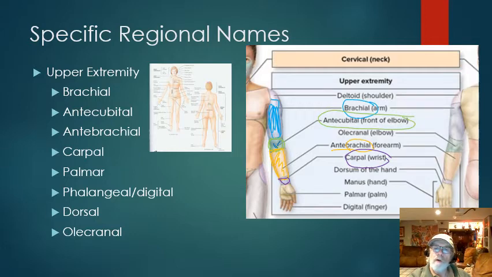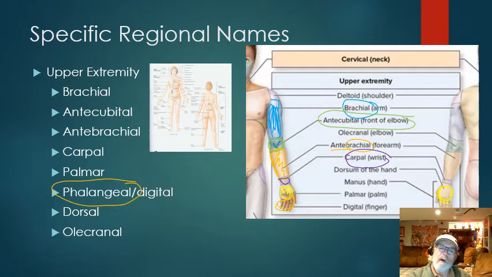Palmar means the palm, the front of the hand. It's called the palmar region. The fingers out here are called digital. Sometimes they're also called phalangeal. So phalangeal or digital can both be used for the areas of the fingers, and we'll talk about the phalanges down the road. Dorsum means the back of the hand. The back of the hand is the dorsal region.